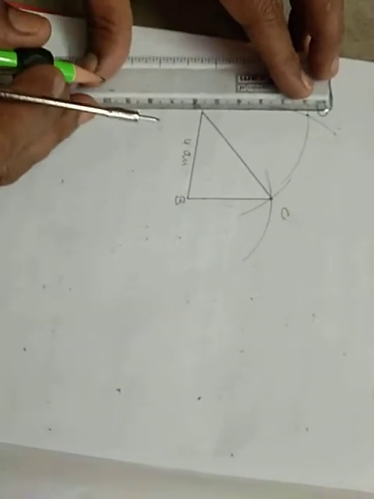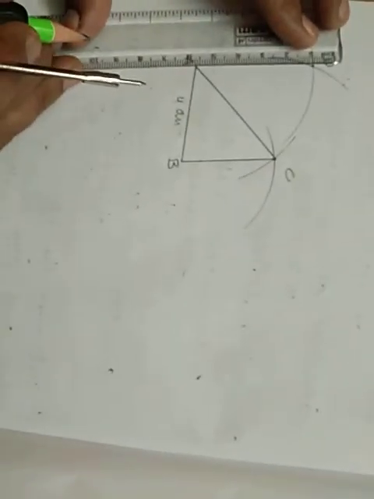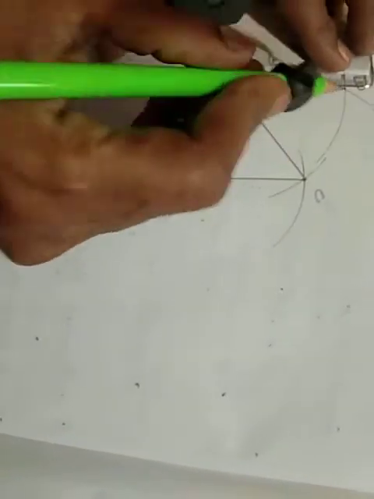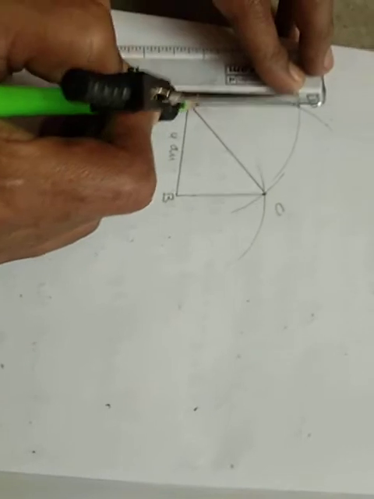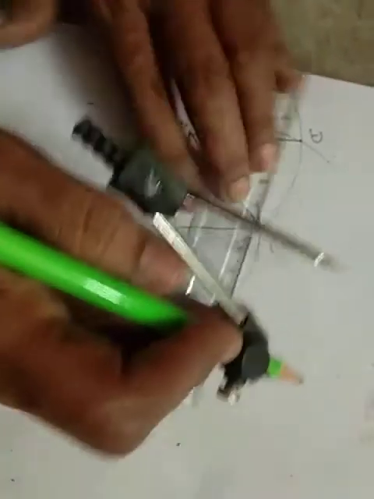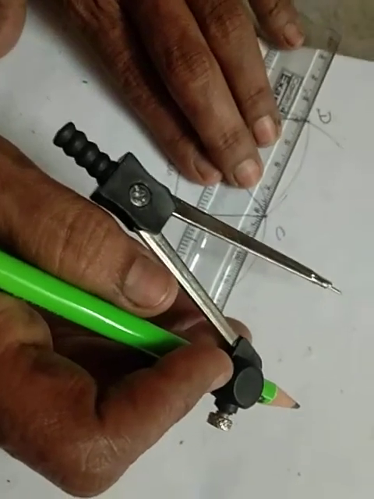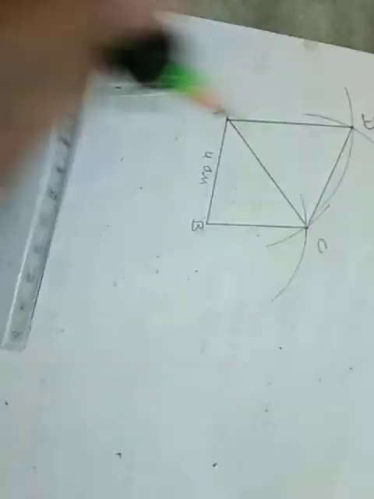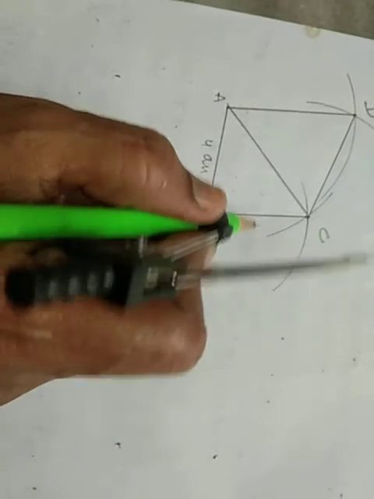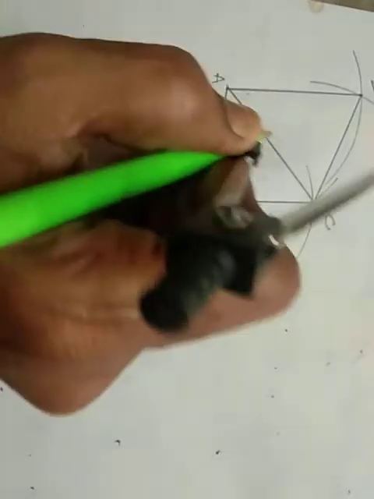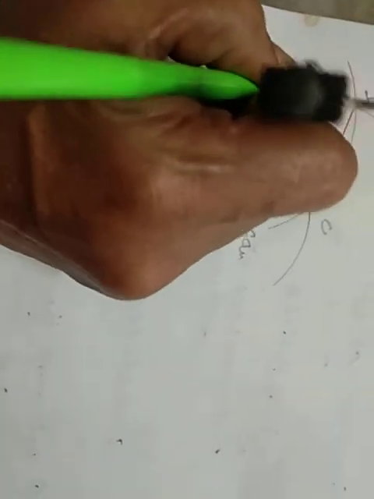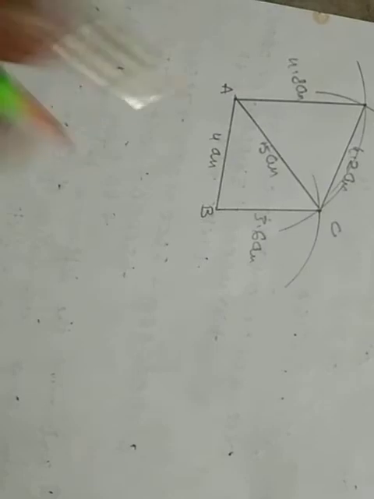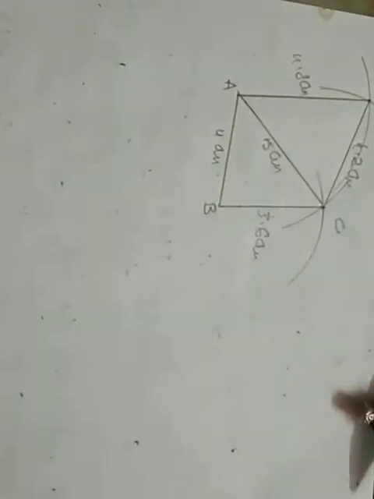Okay, join AD. Join CD. So we get the ABCD quadrilateral. So here 3.6 centimeters and here 5 centimeters and here 4.2 centimeters and this is 4.8 centimeters. Okay, and this is the original diagram.